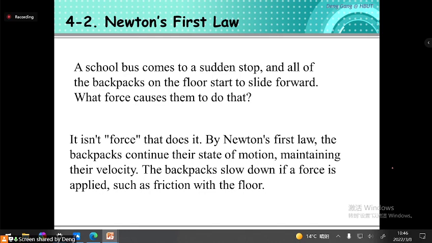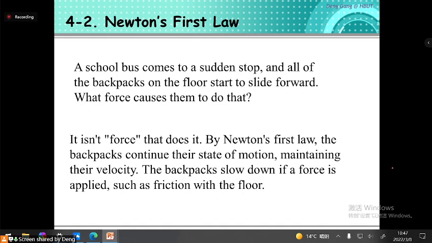So they want to keep their velocity. They do not want to stop. So that's why they will move forward. But actually, they will not move with constant speed because of friction on the floor. So they will finally stop, but they will move forward.